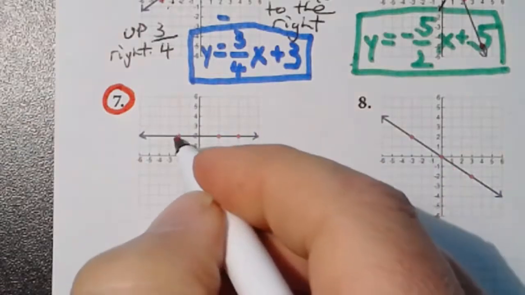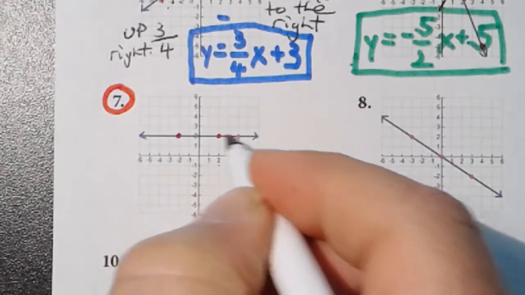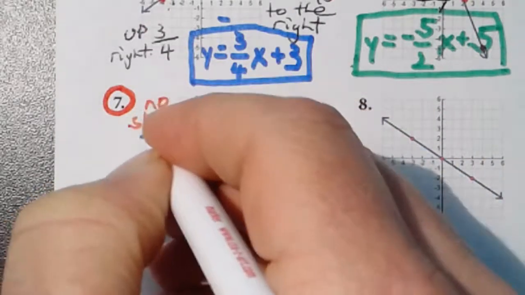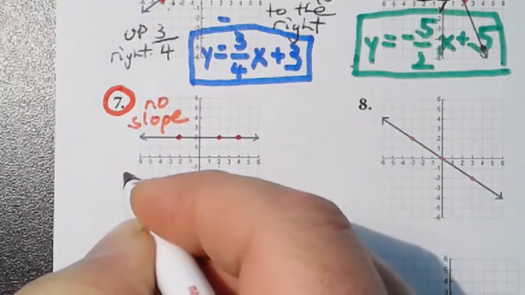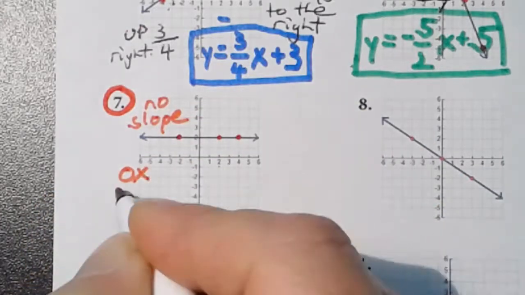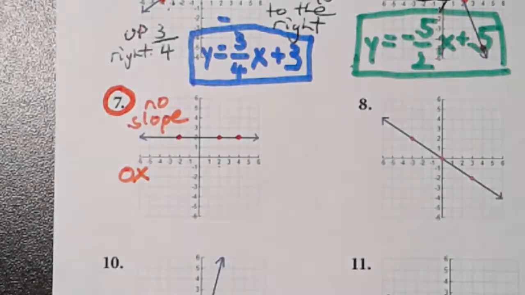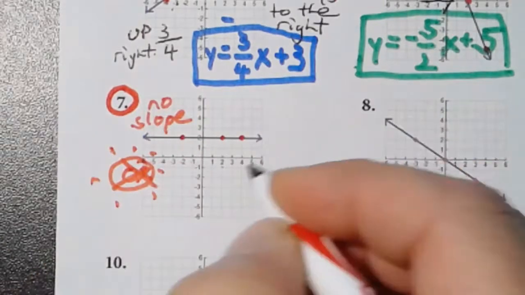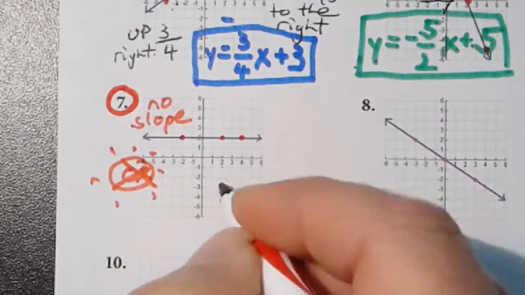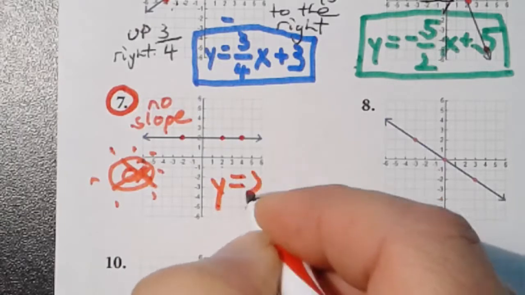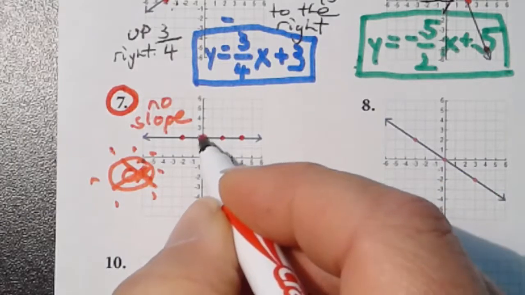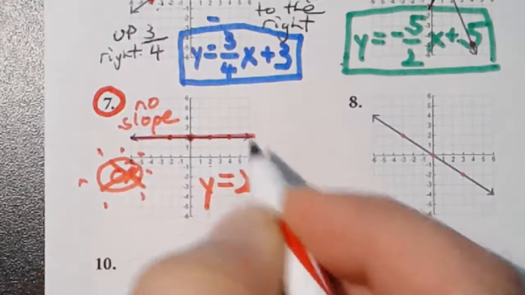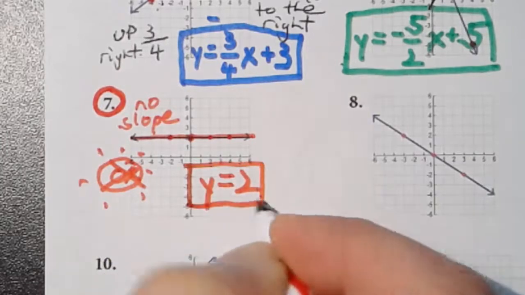Ooh, this one has no slope because it does not go up or down. Which means if I had 0x, what's 0 times anything? 0, which means we're not going to write anything there. It's simply, no matter where you are on this line, y equals 2. That's not just the y-intercept, that's the equation of the entire line. Wow, that was easy. Let's go to number 8.